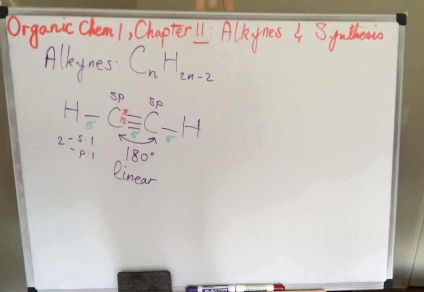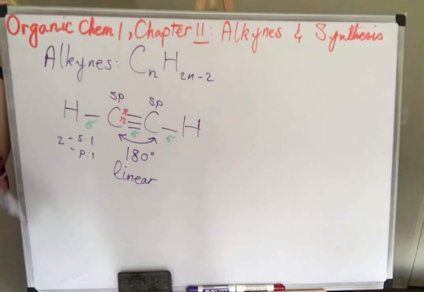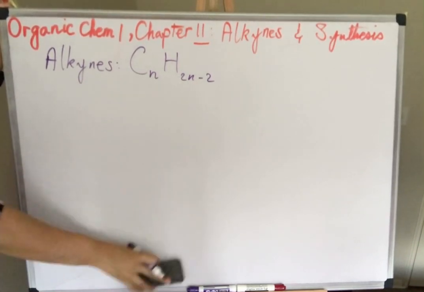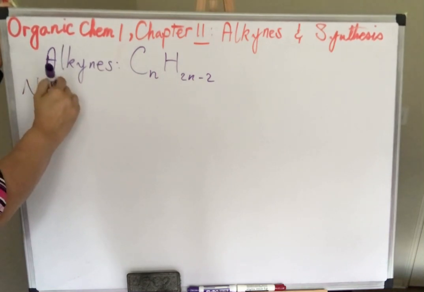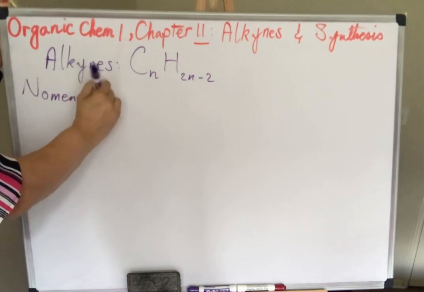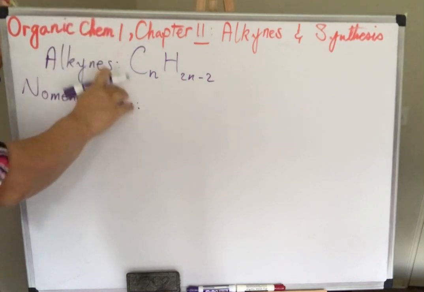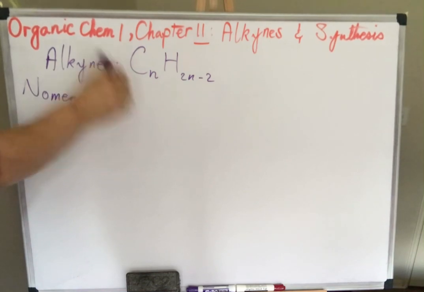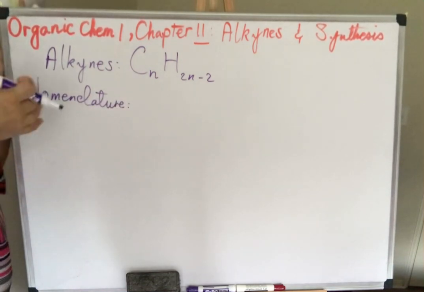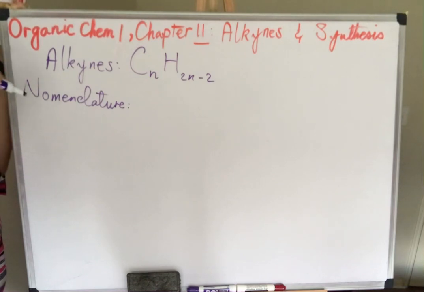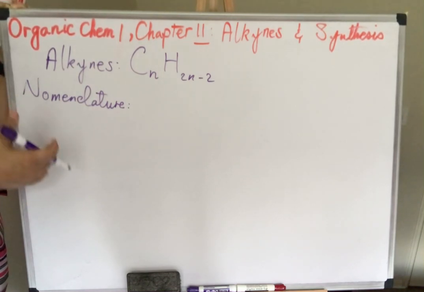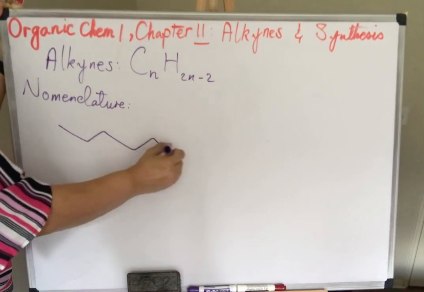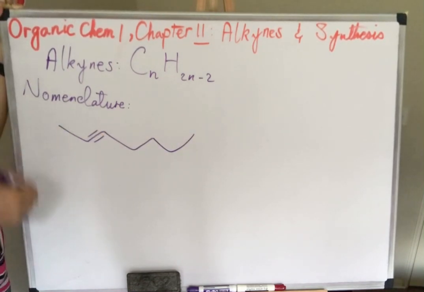Now, let's talk about the nomenclature. Now you know naming alkanes, then alkenes. Naming alkynes is easier with some twists, but you know the basics. Let's start. First of all, we stick to the rule of the longest chain that contains the triple bond. The longest chain is not necessarily the straight chain. So for example, we have this and we have a triple bond.